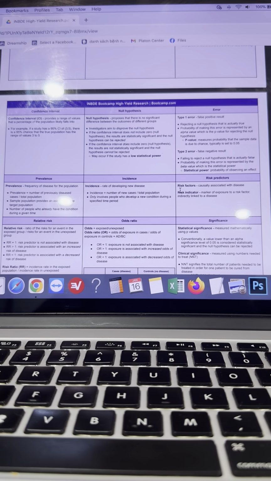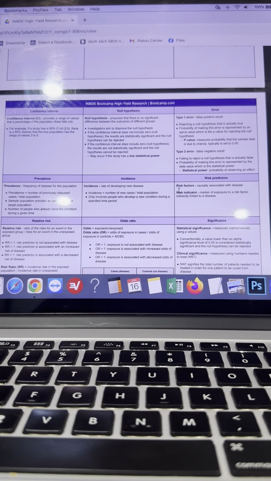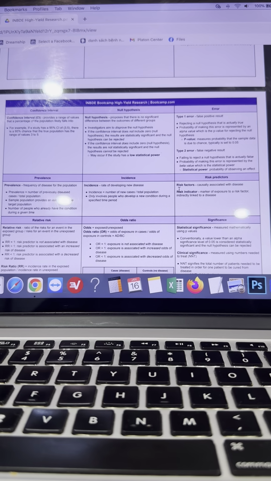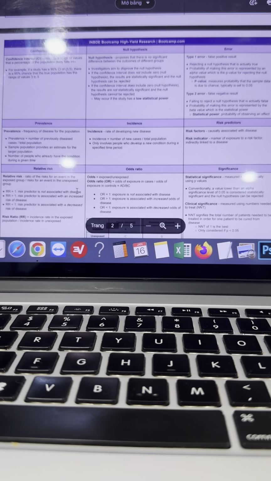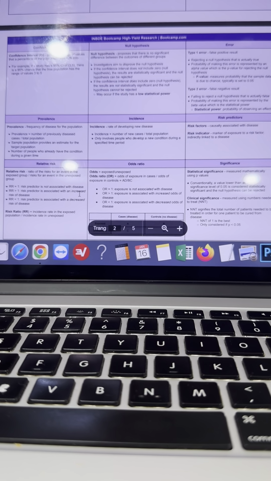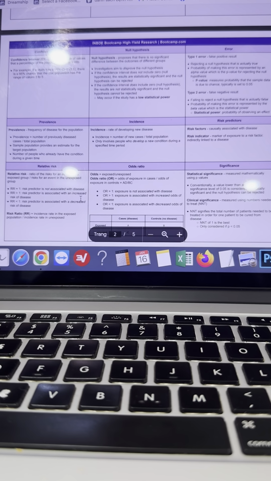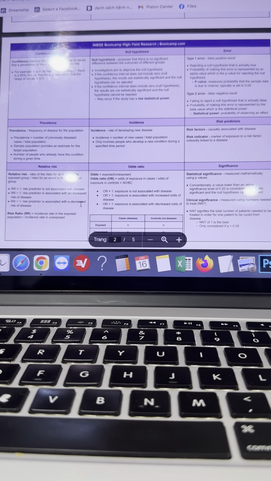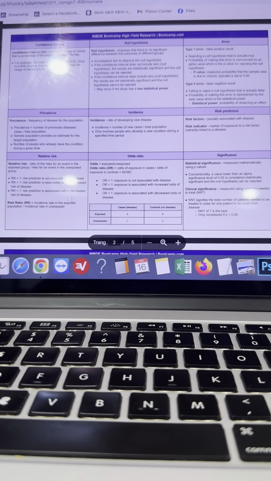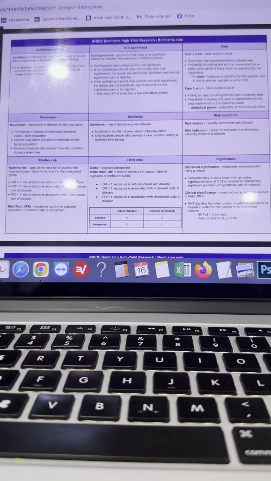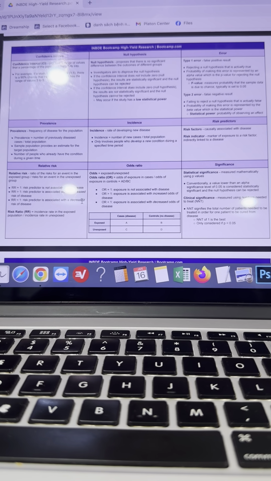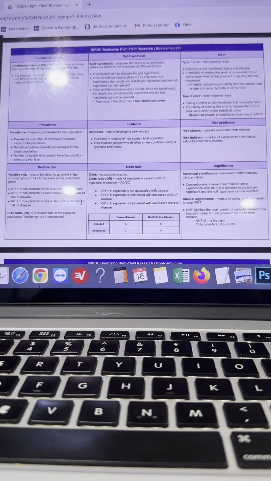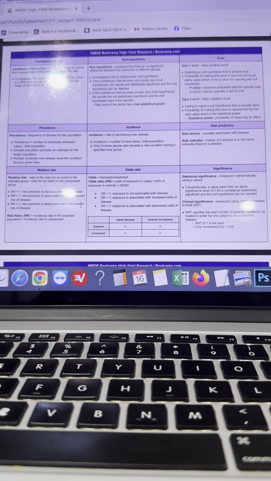Risk factors are causally associated with disease. A risk indicator, marker, or exposure to a risk factor is indirectly linked to disease. Relative risk, RR, is the ratio of the risk for an event in the exposed group to the risk for an event in the unexposed group. An RR equal to one means the risk predictor is not associated with disease, above one means an increased risk of disease, and below one means a decreased risk of disease. The risk ratio is the incidence rate in the exposed population over the incidence rate in the unexposed.